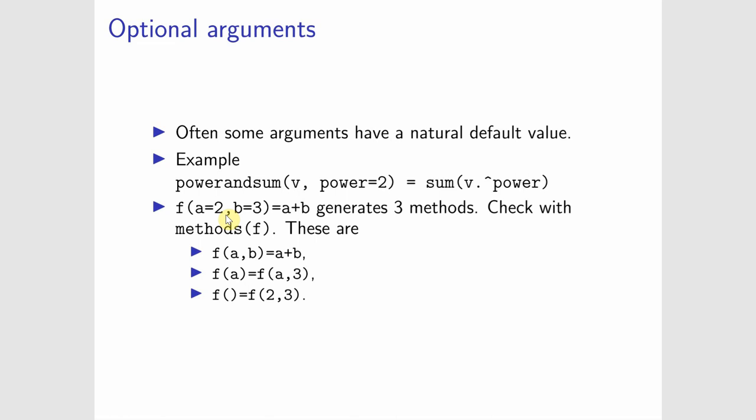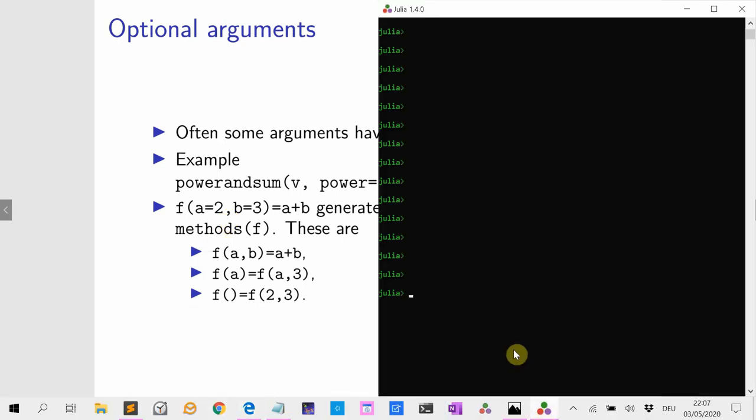Often arguments have natural default values, or you have so many arguments that it's easier to give default values to some of them and then change them if necessary. So I made an example, power and sum. V is an array, and power has default value 2.